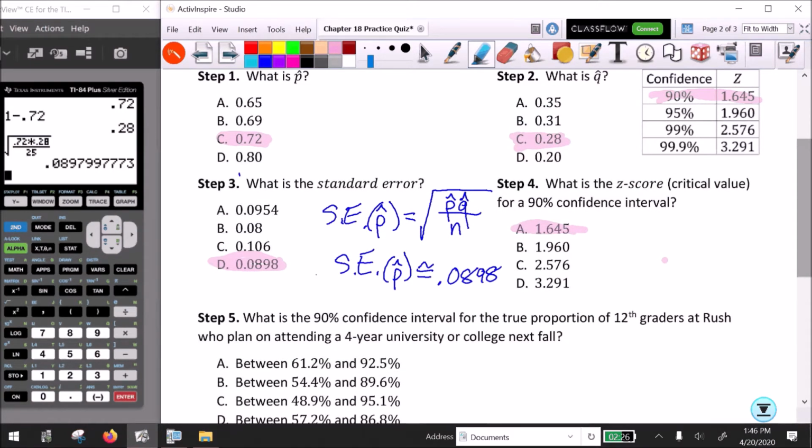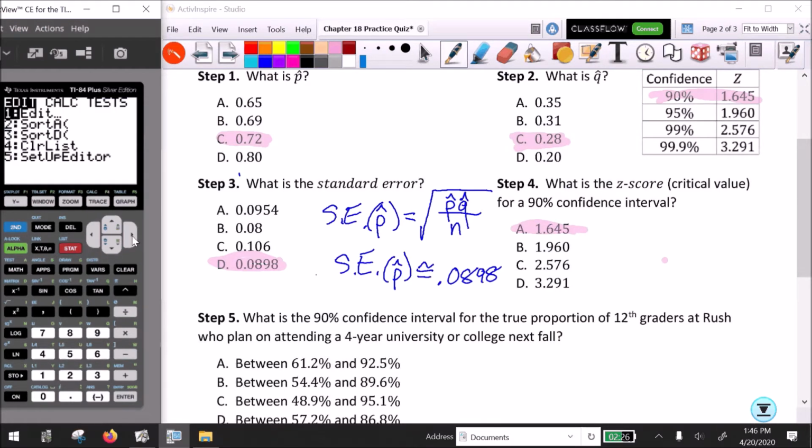So one of the things we learned is that you can do this very easily on this calculator by using stat. So we go to stat, we go over to test, and we go over to 1 proportion z interval. And x is the number of successful trials, in this case the number of people that indicated that they planned on going to a 4-year university. N is our sample size, in this case 25 students took the survey. Our specified confidence level is 90%.